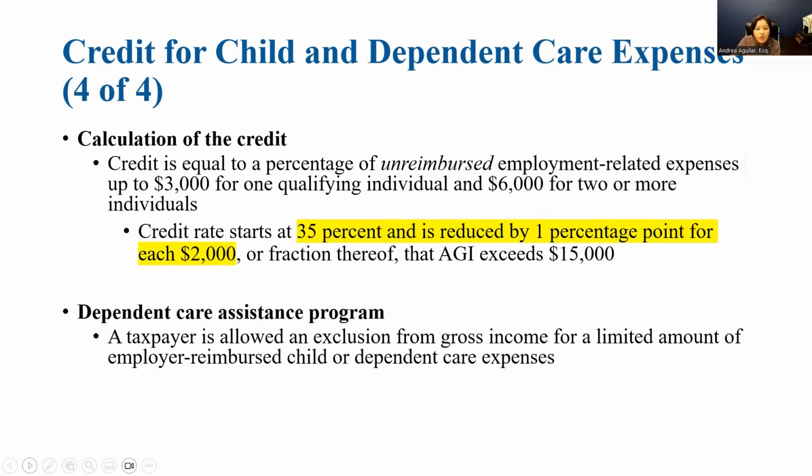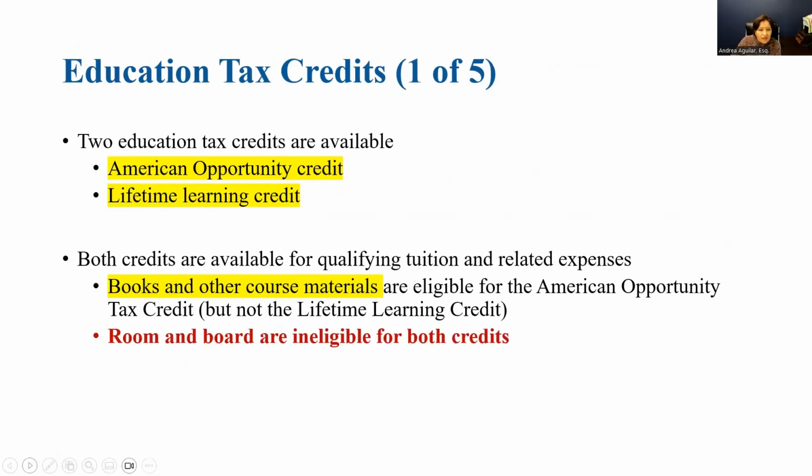Okay, so how do we calculate the credit? The credit will be equal to a particular percentage that we have already reviewed of unreimbursed employment-related expenses up to $3,000 for one qualifying individual and $6,000 for two or more individuals. Credit rate starts at 35% and is reduced by 1 percentage point for each $2,000. Okay, I think that is enough.